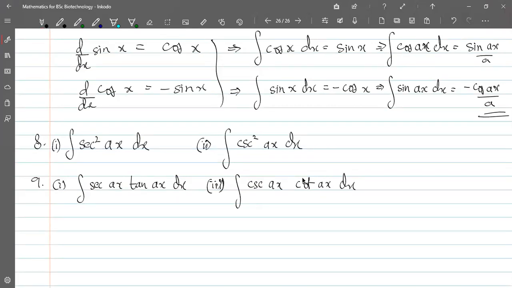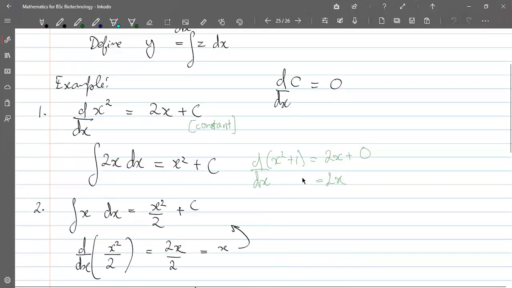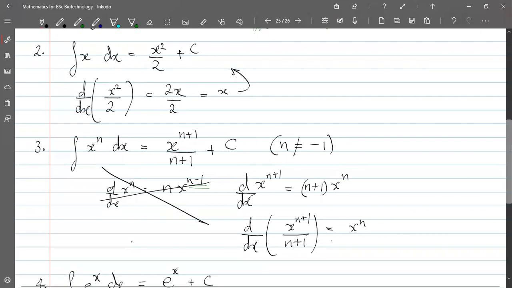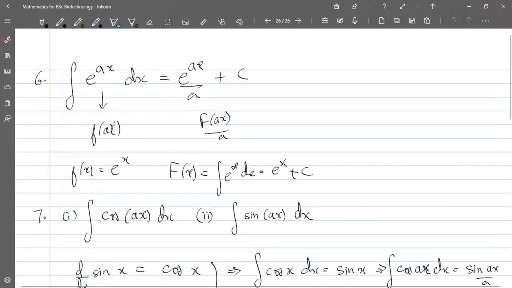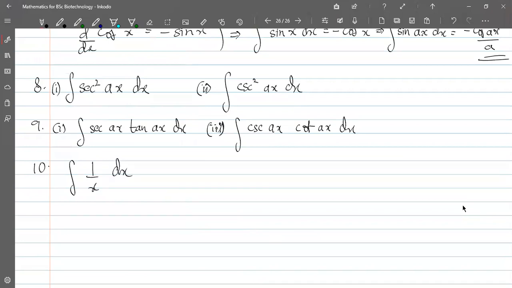And there is one exception to what we wrote previously. This is clearly not valid for n equal to -1. For n equal to -1, you'll get 0 in the denominator, so that's not correct. So separately find the integration or antiderivative of 1 by x dx.